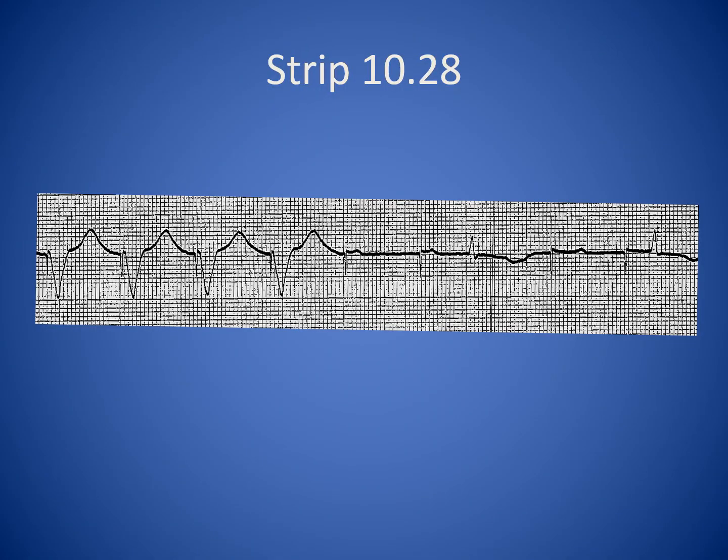In strip 1028, the first four complexes are ventricular paced and captured. Then what happens is you have two pacer spikes with no QRS, so you have failure to capture. So there are spikes not followed by QRS. Then you have the patient's own intrinsic beat, and then you have more spikes, but not followed by QRS. So what has happened is this pacer is basically failing to capture after the four paced beats.